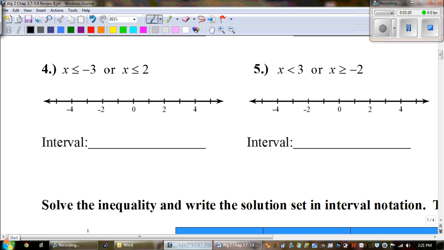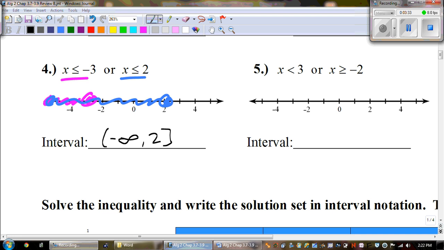Okay, number 4. Why don't you guys pause the video and try number 4 all on your own. Okay, just like number 3, everything ends up being shaded to the left, and we have -infinity to +2, and it's closed at +2.